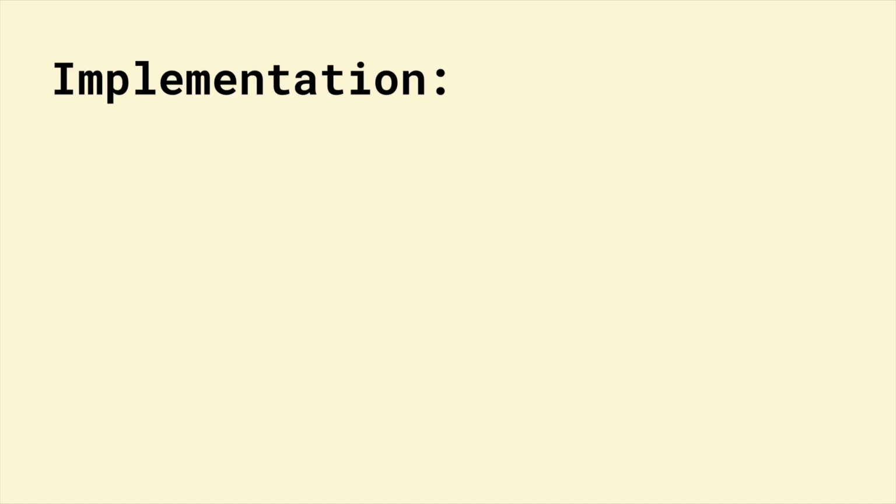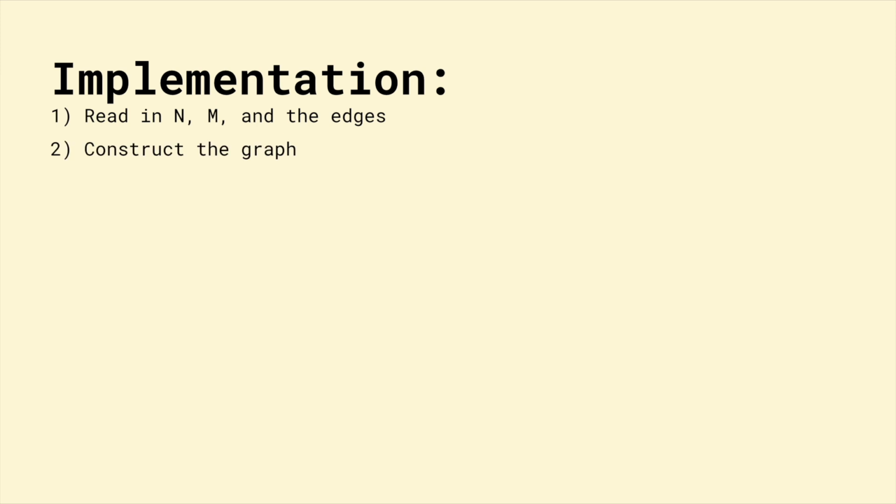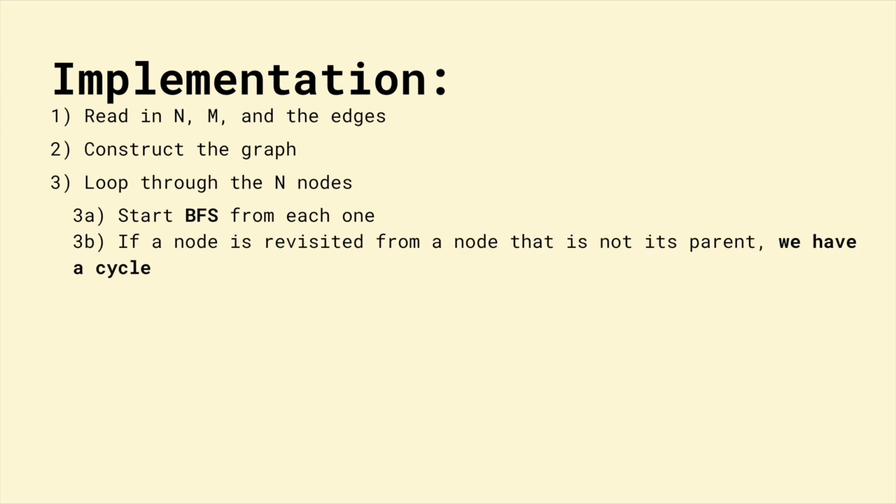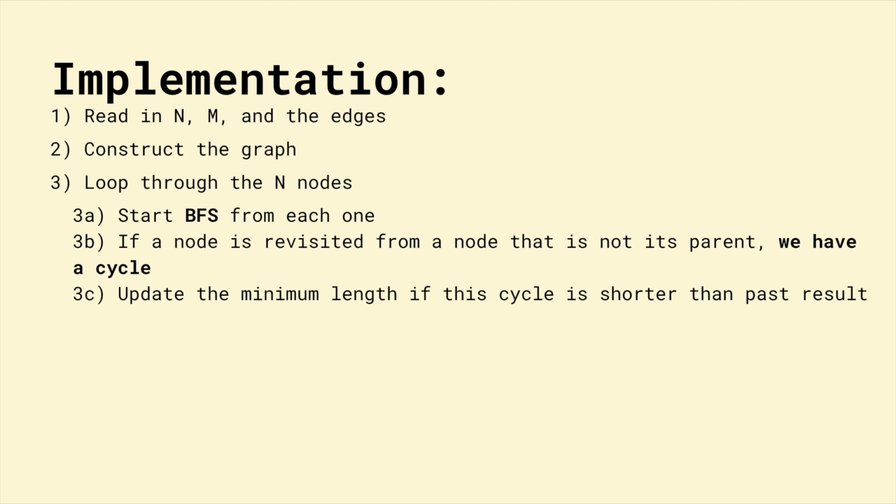Finally, let's look at the implementation. We read an n, m, and the edges. We construct the graph based on the edges, and then we loop through the n nodes. We start BFS from each one, and if a node is revisited from a node that is not its parent, we have a cycle. We then need to update the minimum length of the cycle if it is shorter than a past one. Finally, if a cycle exists, we want to output the minimum length, and if not, we return -1.